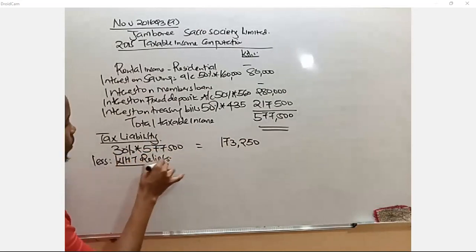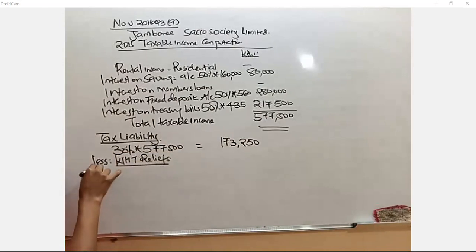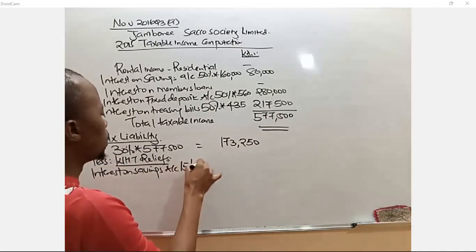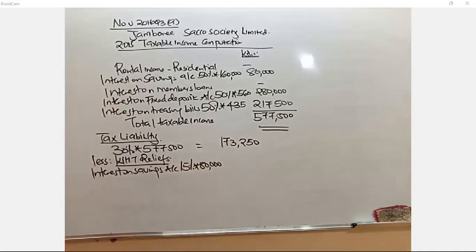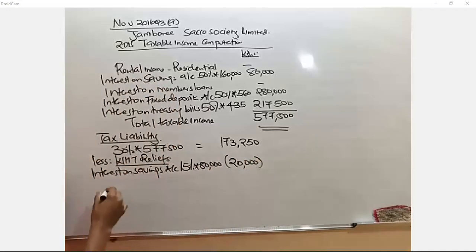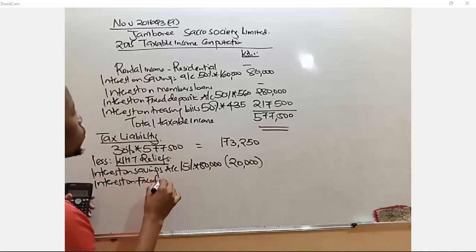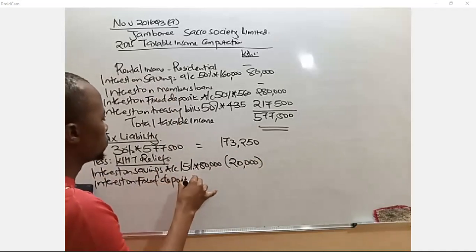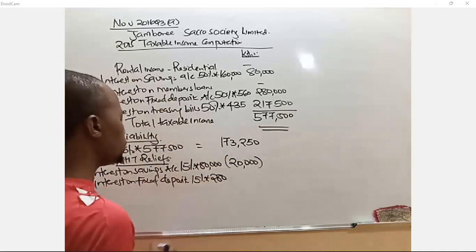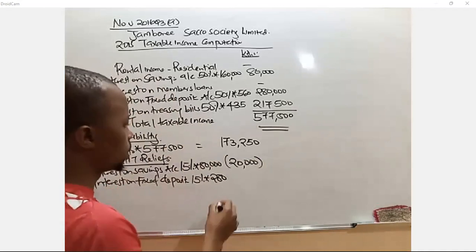The withholding tax reliefs. One, we start with the interest on savings. Interest on savings accounts, we have 15% of 80,000. 15% of 80,000 is how much? A quarter, it should be around 20. Yeah, we have interest on fixed deposits, which is 15%. The interest on fixed deposits, 280. This should be how much? This 70,000.